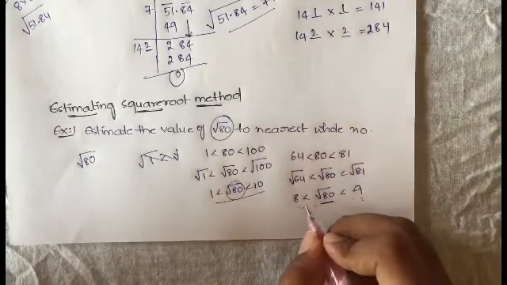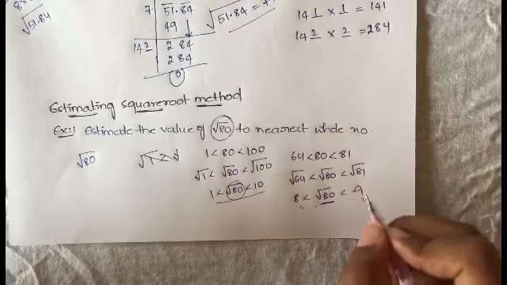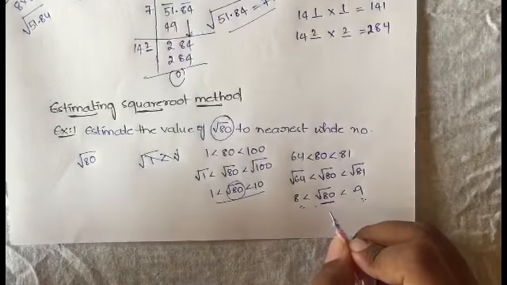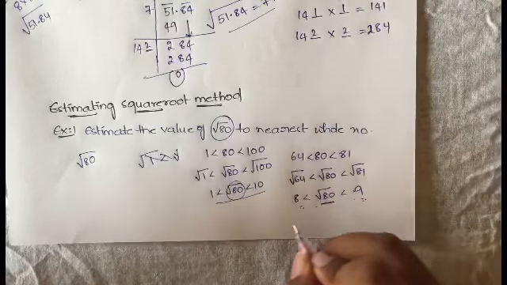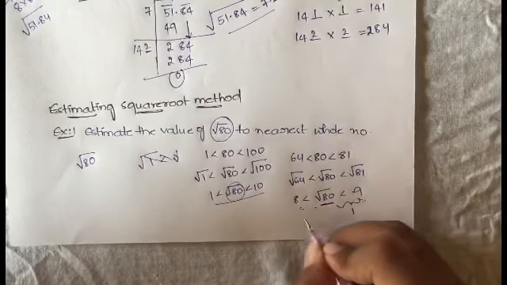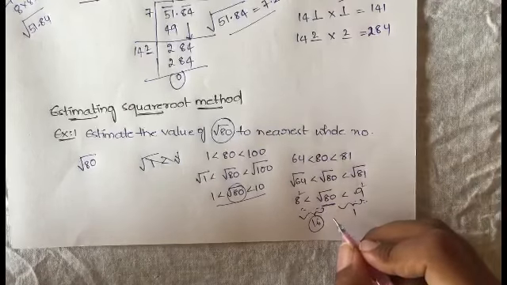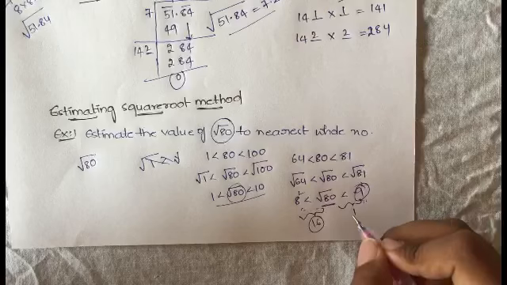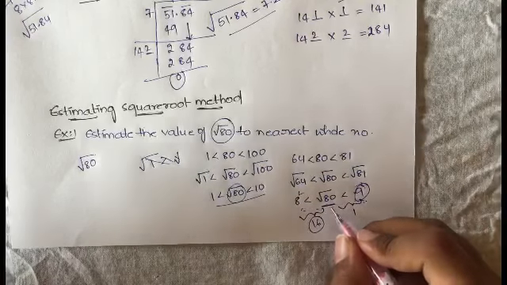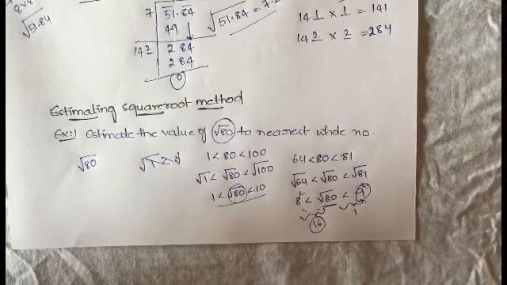But which one do you have to take among 8 and 9? 8 square is 64 and 9 square is 81. Is 81 much closer to 80, or is 64 much closer to 80? That is what you have to check. 80 minus 64 is 16, whereas 81 minus 80 is 1. Here the difference is only 1, but here the difference is 16. So that is the reason why you have to take 9 only. Clear? So the nearest whole number to root 80 is 9. In that way you can round off root 80 to the nearest whole number.